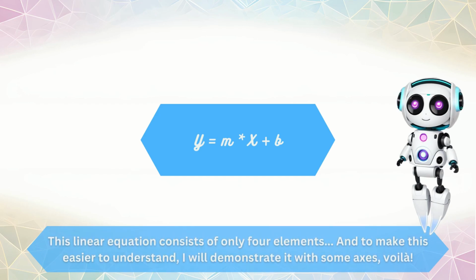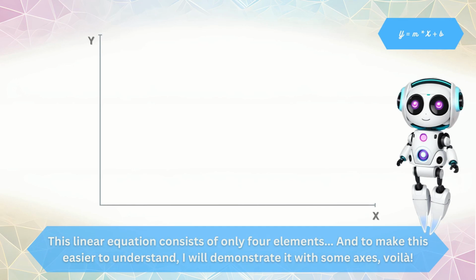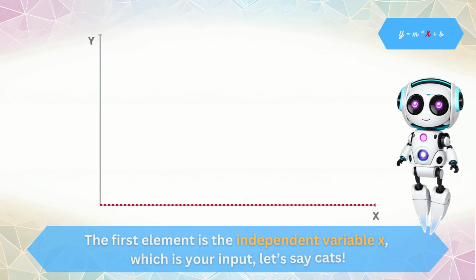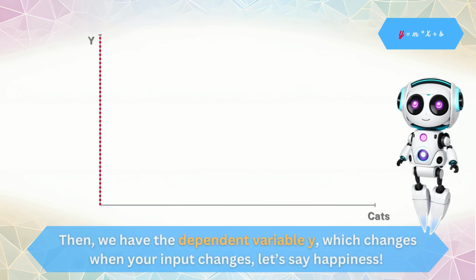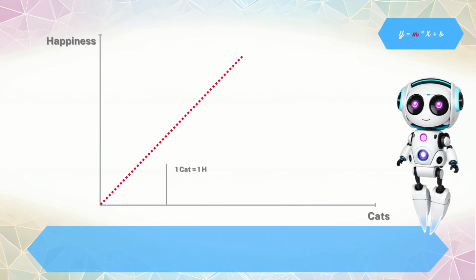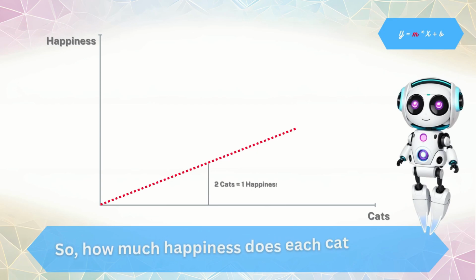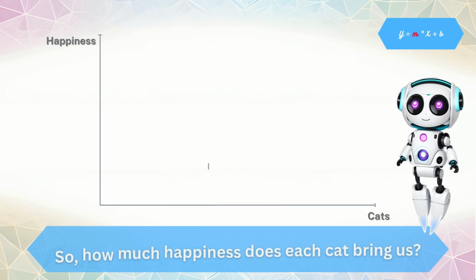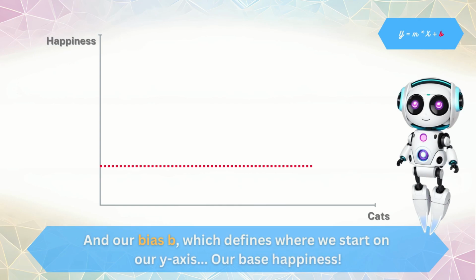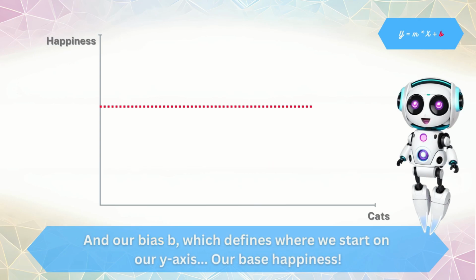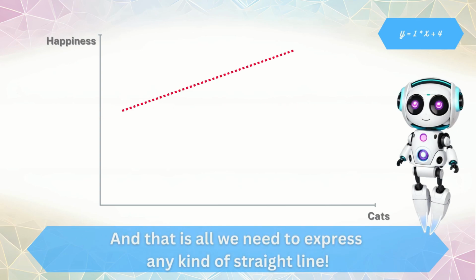This linear equation consists of only 4 elements. And to make this easier to understand, I will demonstrate it with some axes. Voila! The first element is the independent variable x, which is your input, let's say, cats. Then we have the dependent variable y, which changes when your input changes, let's say, happiness. The slope m, that tells us how strongly y relates to x. So, how much happiness does each cat bring us? And our bias b, which defines where we start on our y-axis, our base happiness. And that is all we need to express any kind of straight line.